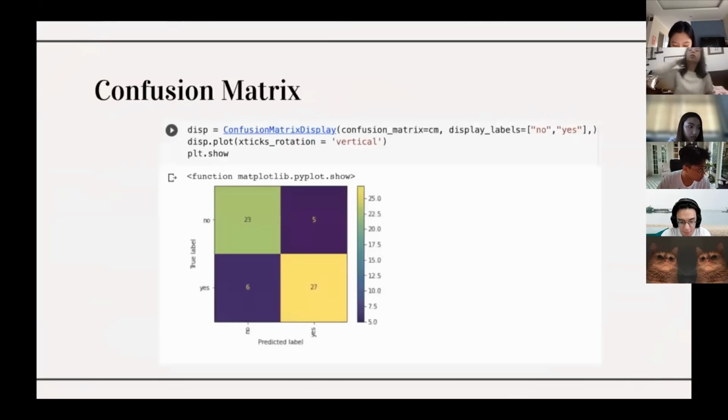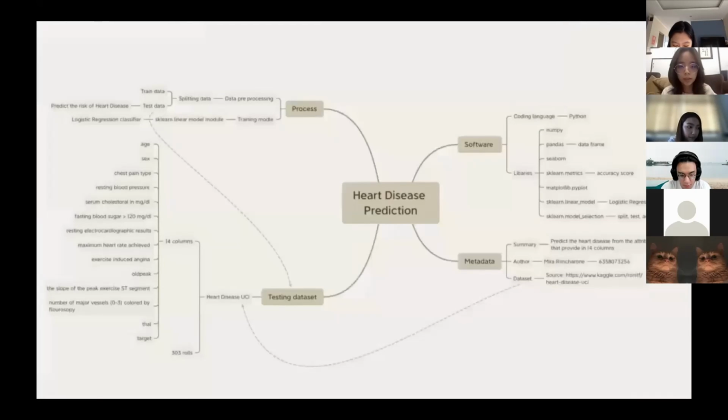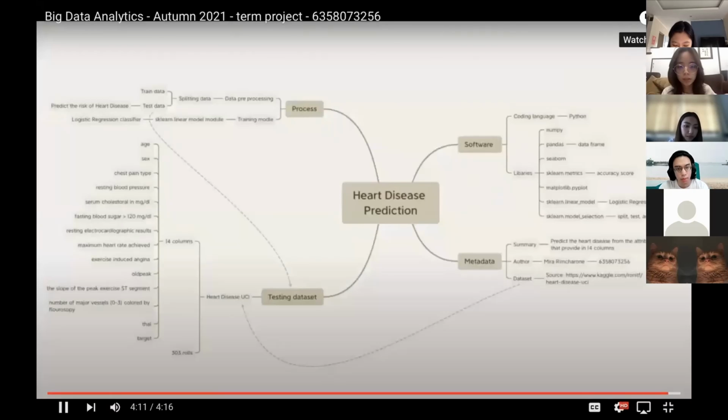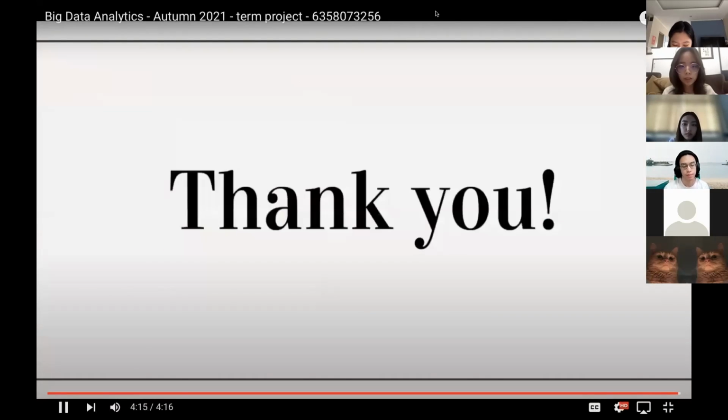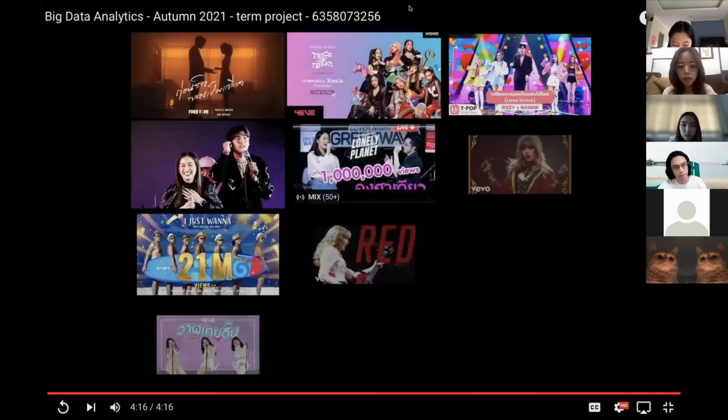From the confusion matrix, the majority of the predictions are matched. Only 11 out of 61 are unmatched. And this is the mind map, which summarizes all the process of this project. Thank you.